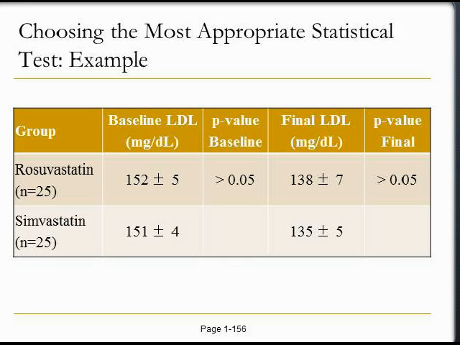All right, so this is a study in which rosuvastatin and simvastatin were given to 25 individuals in each group. Baseline LDL concentrations were measured. Final LDL concentrations were measured. And you can see that the p-values in this particular situation are shown as being greater than 0.05, which hopefully shouldn't be a surprise based on the means and the standard deviations shown in this table.